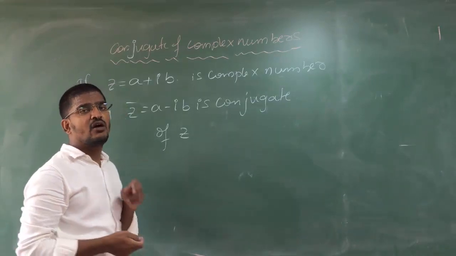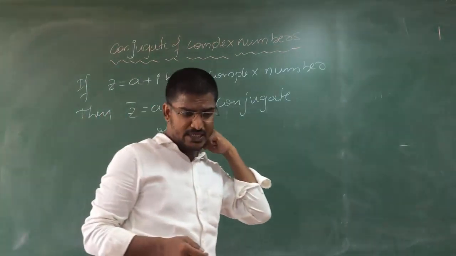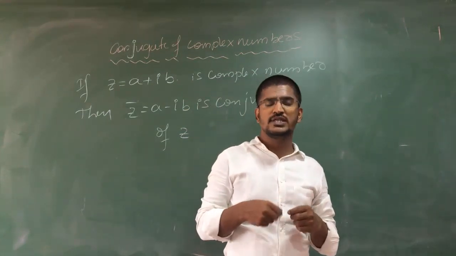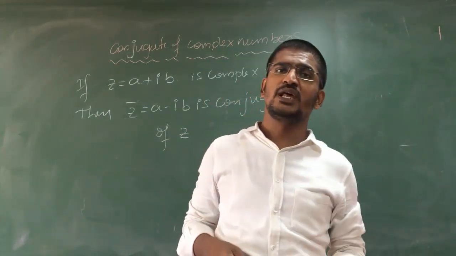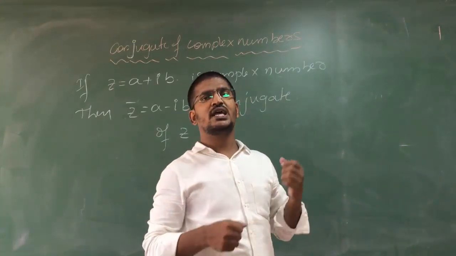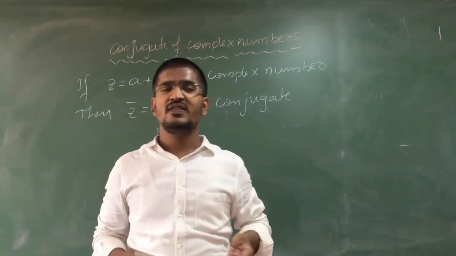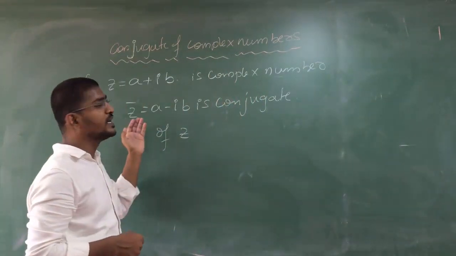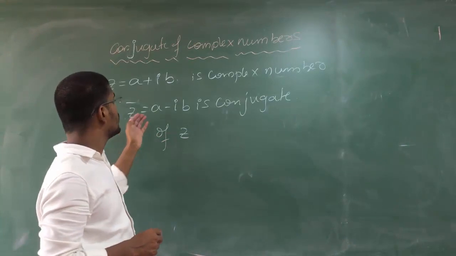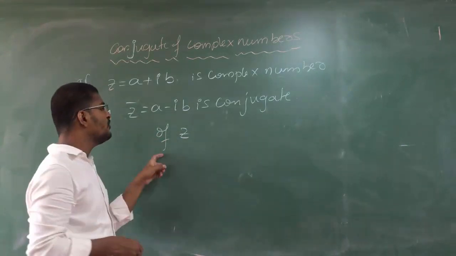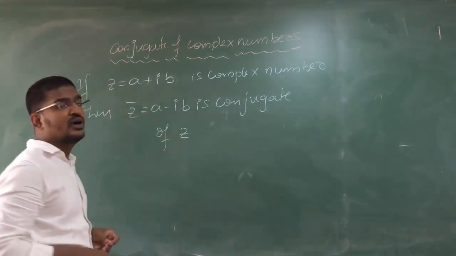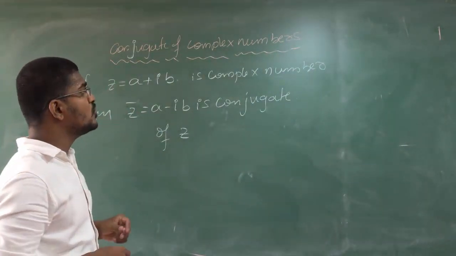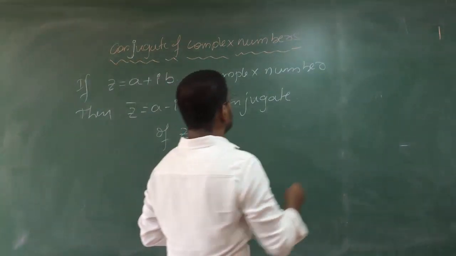That is, according to the conjugate of any complex number, if you write z equal to a plus ib as one of the complex numbers, then its conjugate is z bar, that is equal to a minus ib. That is what is written here. Conjugate is z bar equal to a minus ib of z, where z is your given complex number. Then let us see what is the geometrical interpretation of this.